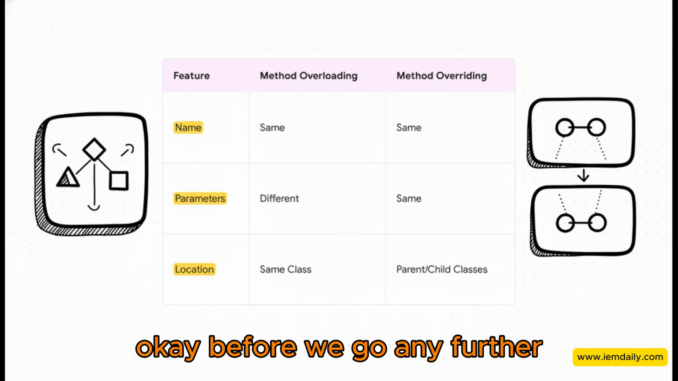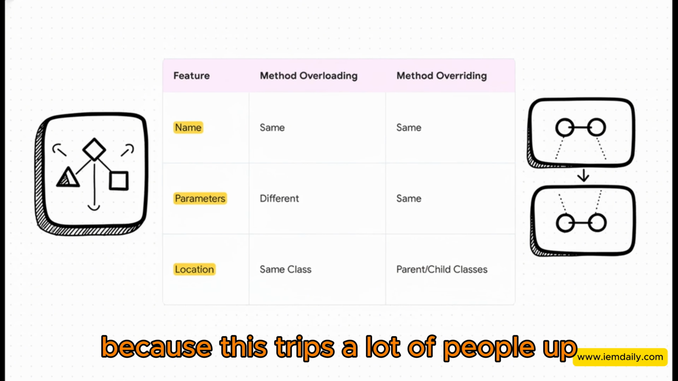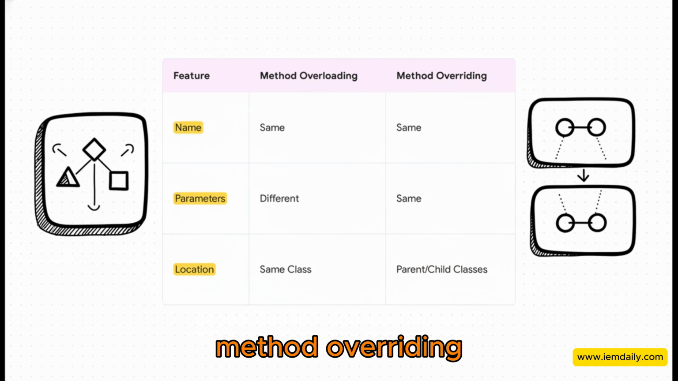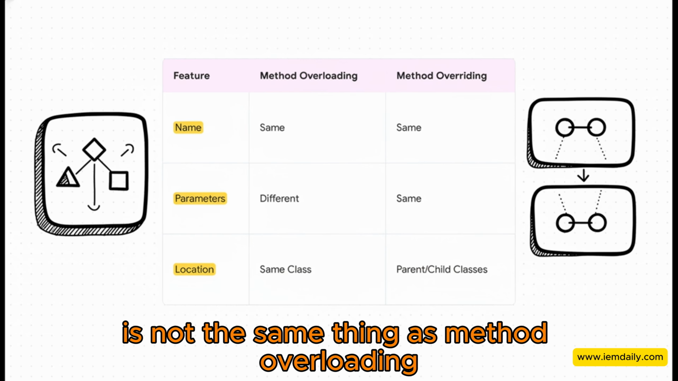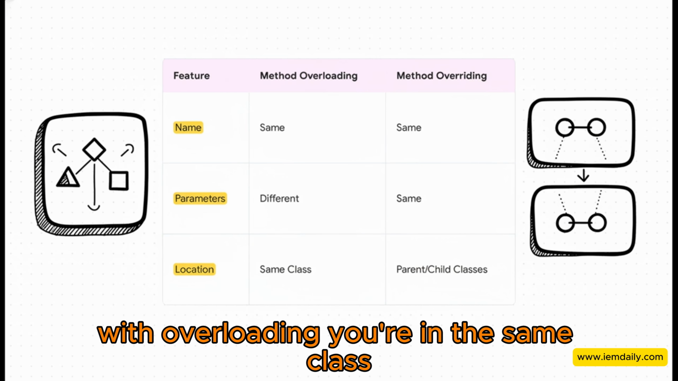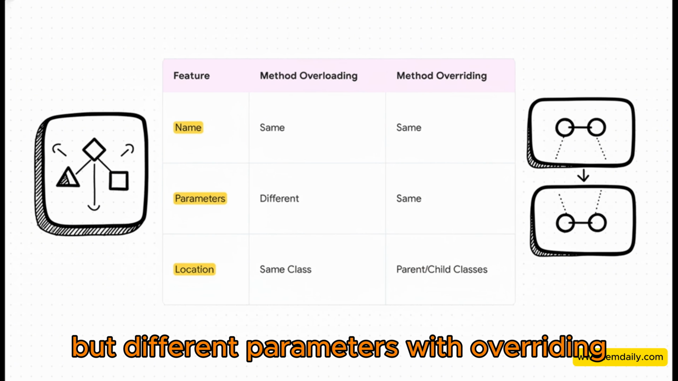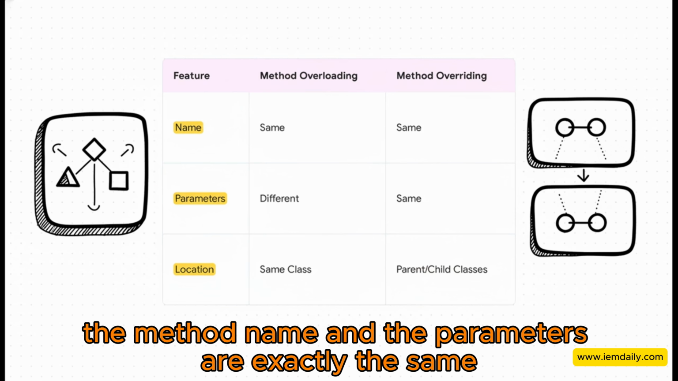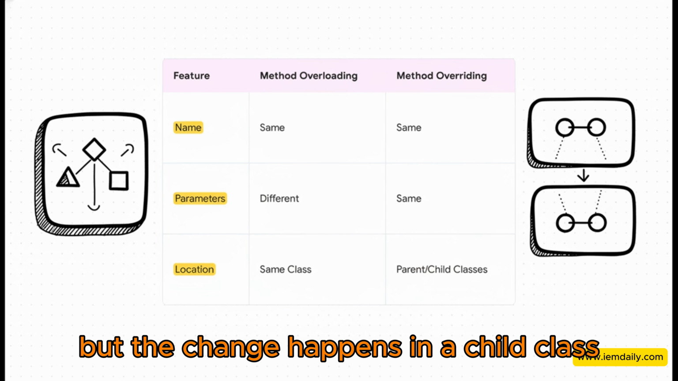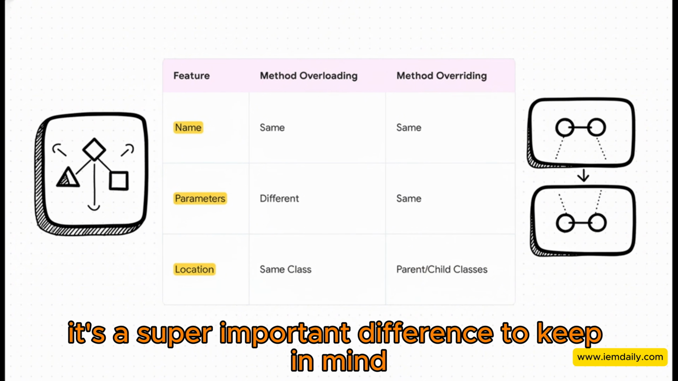Okay, before we go any further, let's get one thing straight because this trips a lot of people up. Method overriding is not the same thing as method overloading. With overloading, you're in the same class and you have methods with the same name but different parameters. With overriding, the method name and the parameters are exactly the same, but the change happens in a child class. It's a super important difference to keep in mind.